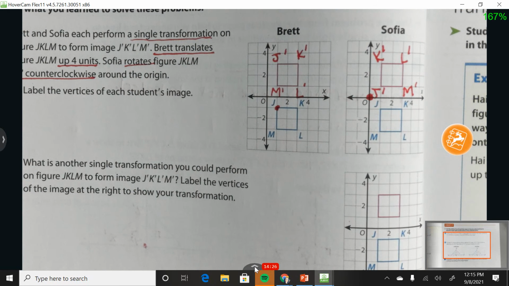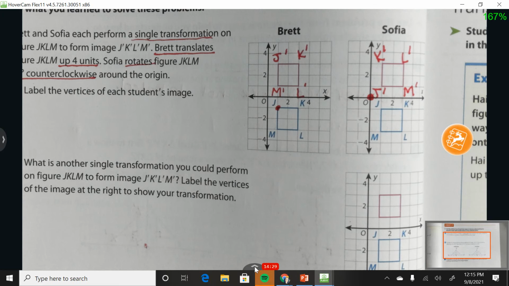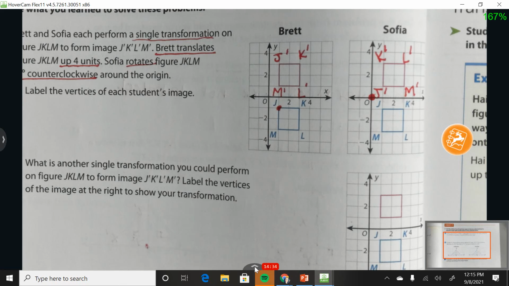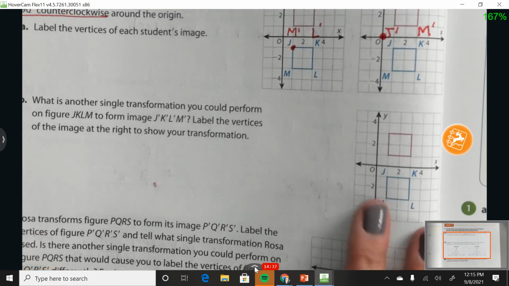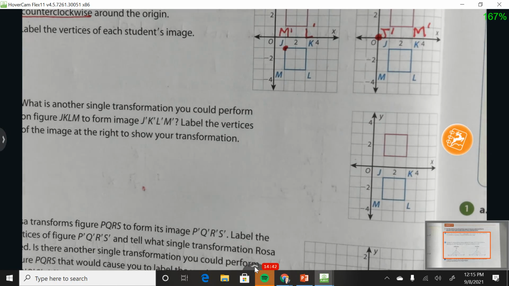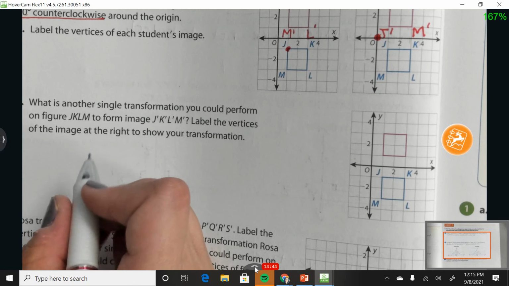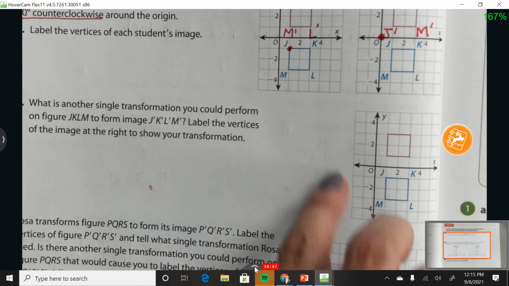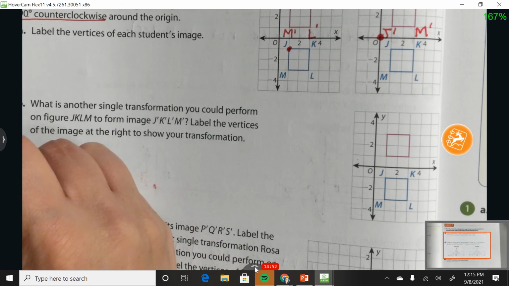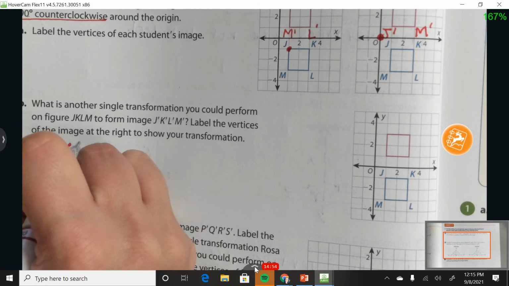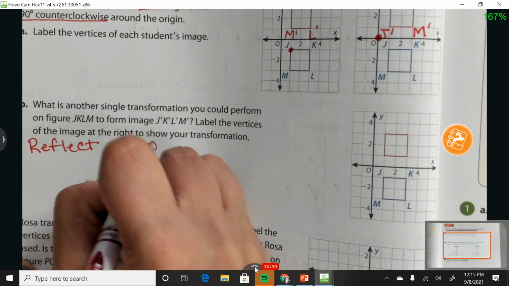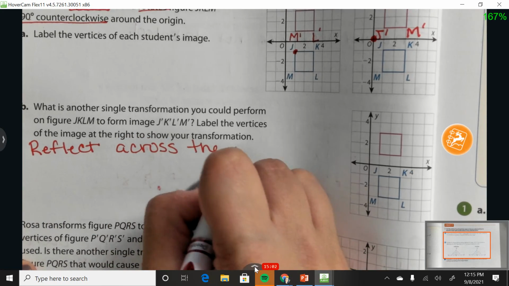Part B says, what is another single transformation you could perform on figure JKLM? Label the vertices of the image to show your transformation. So there's one more that we can do. We translated it, we rotated it. What else can we do? Well, you could, but there's another one. Reflect. So we're going to reflect across what? The x-axis.